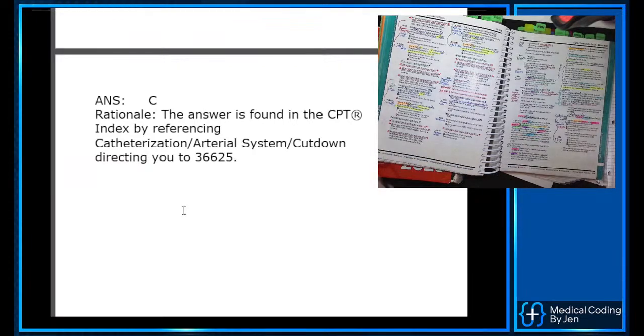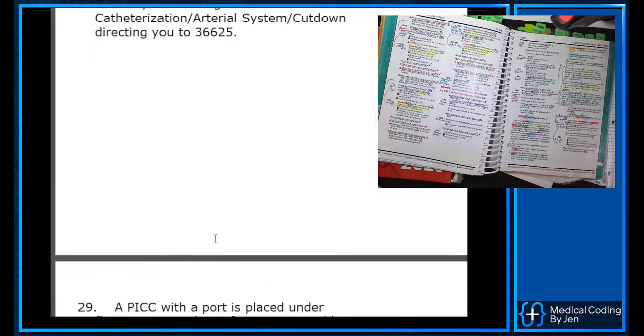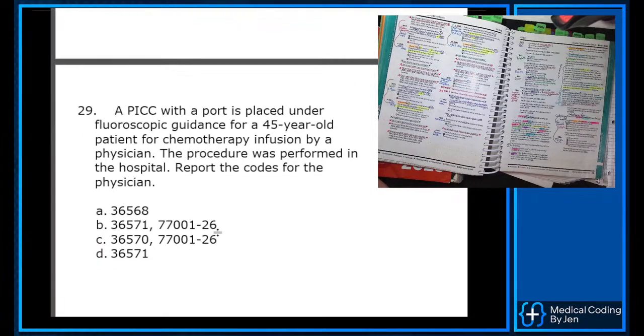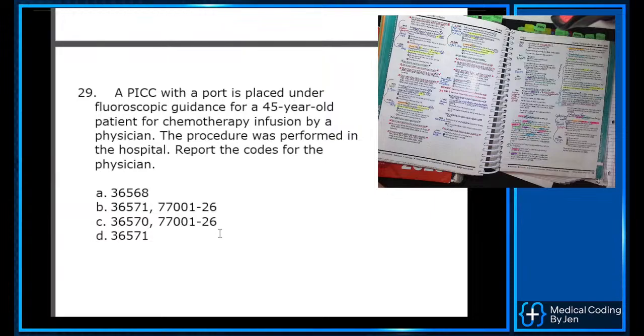All right. What do you guys think the answer is for this one? If we're just looking for similarities, you know 2 of them are 71, and then it's just whether you're adding radiology or not. That's all. Most of the time you don't. 365, 71.